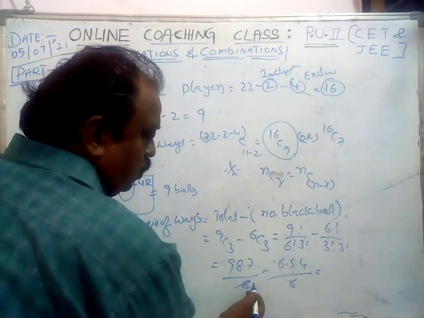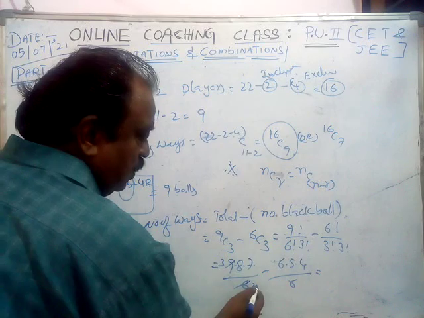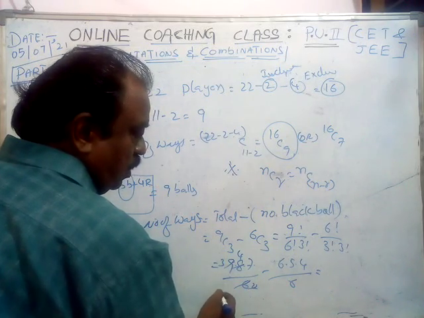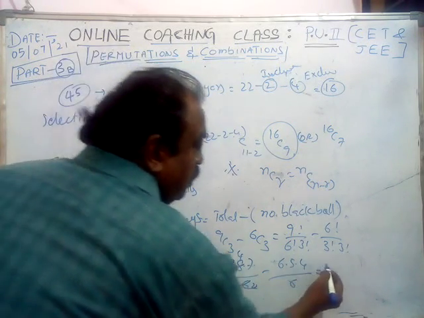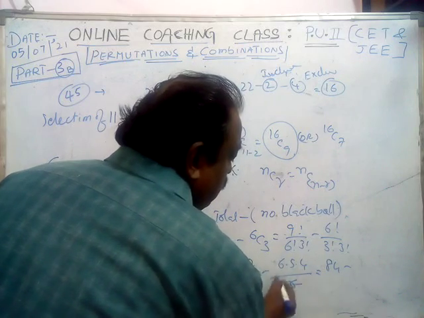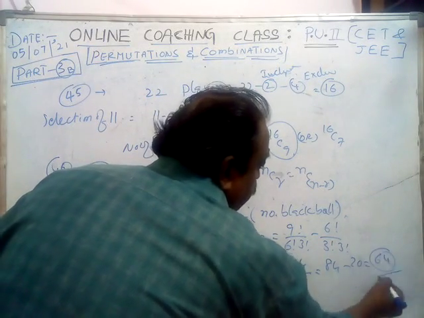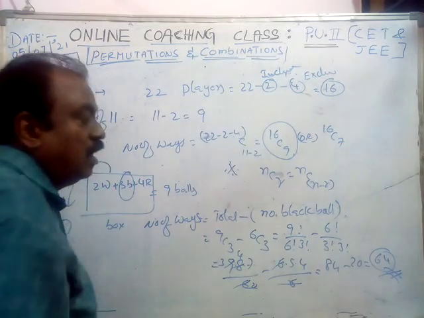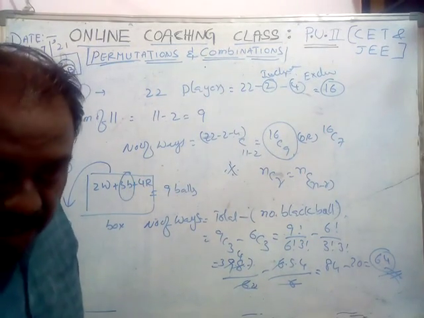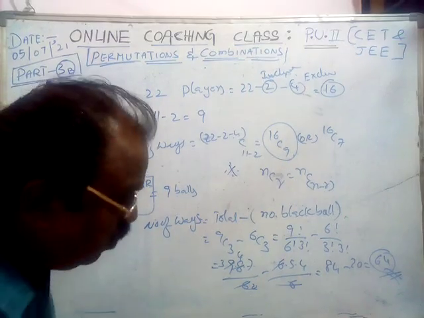It is 3 2s, 3 3s, 2 4s. Okay? 12 7s, 84, minus 5 4s, 20. So 64 is the answer. Okay? Like that we have to solve the problem.